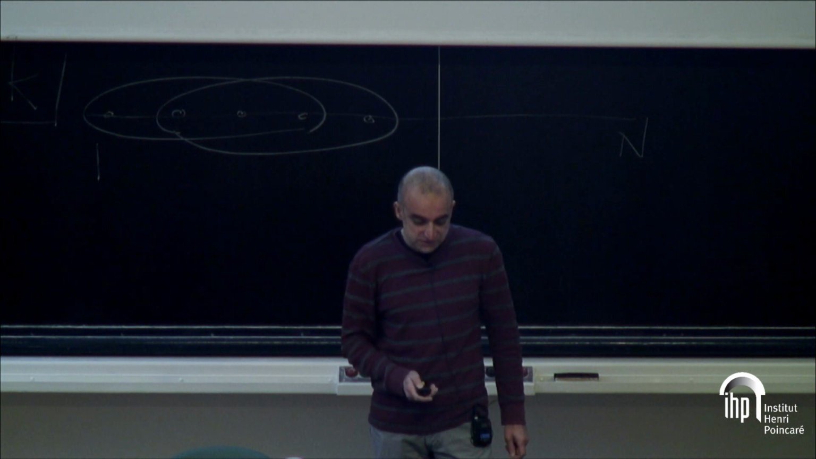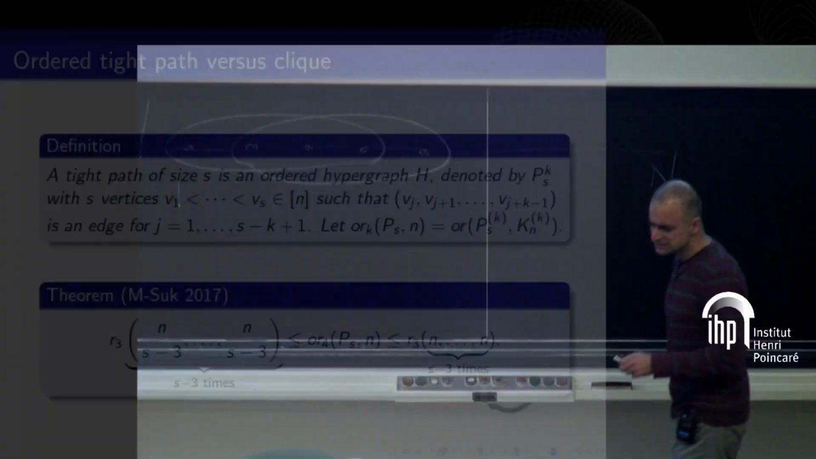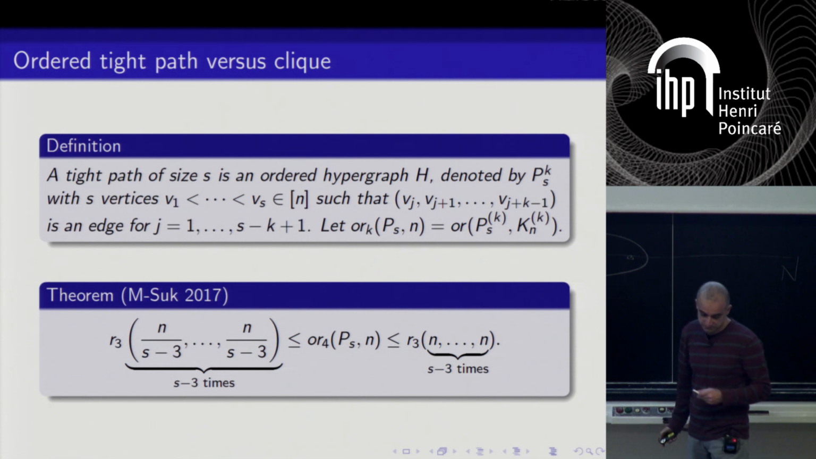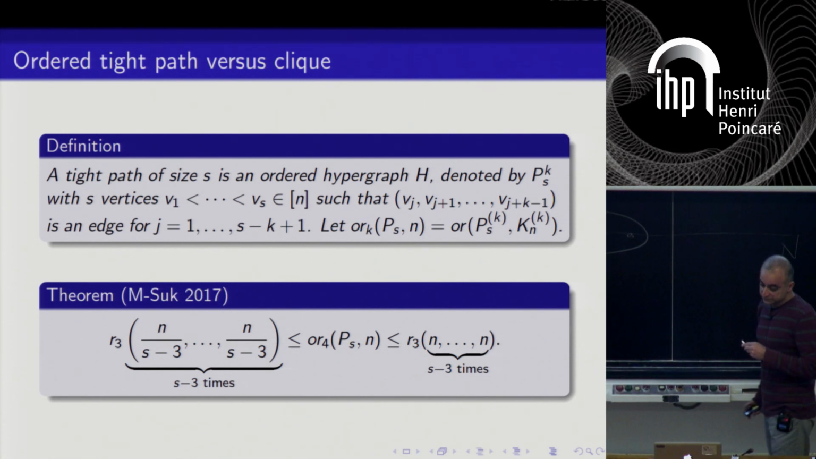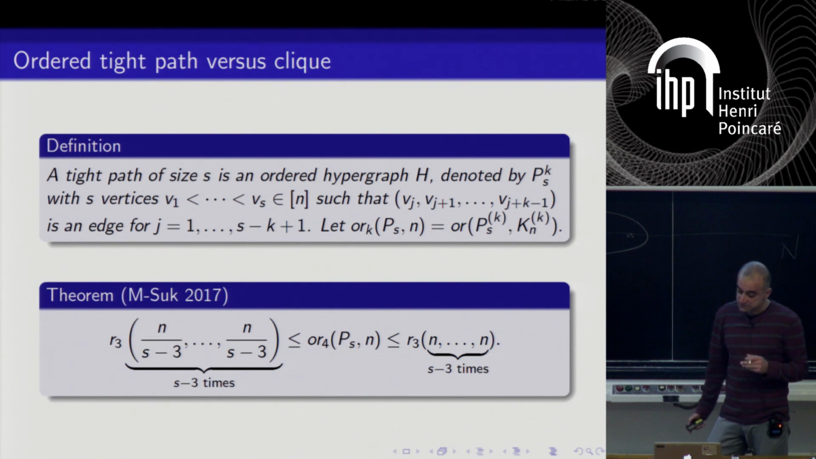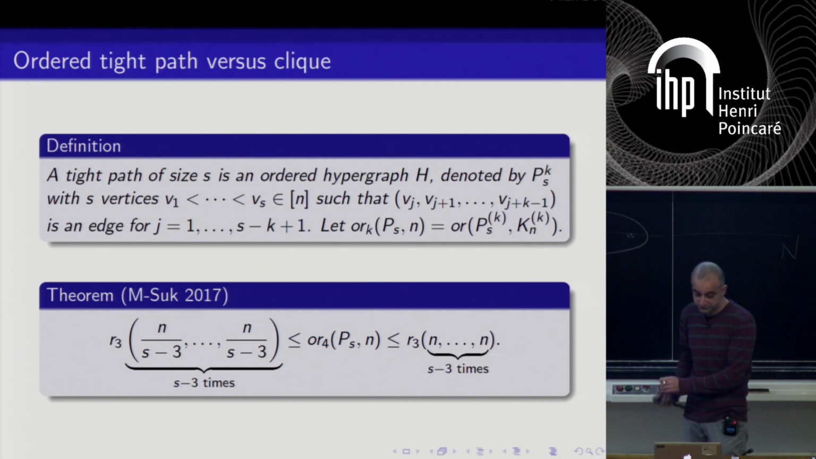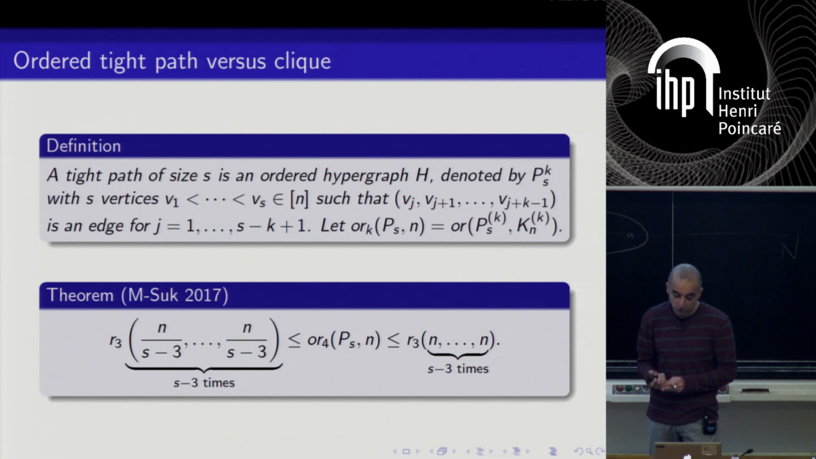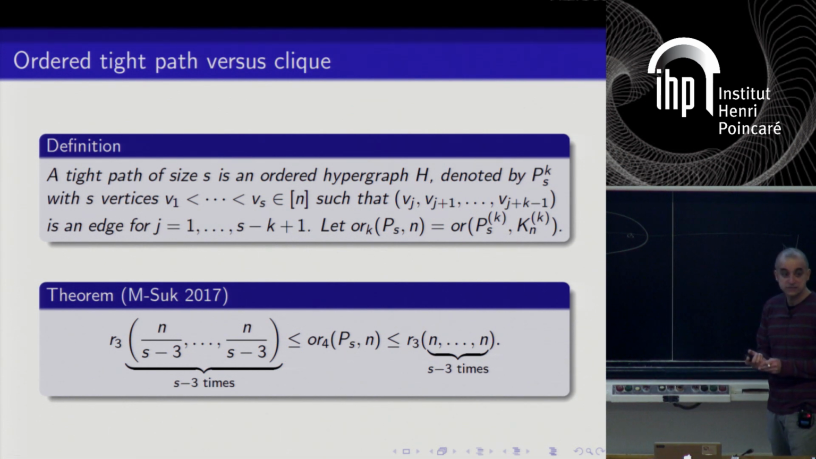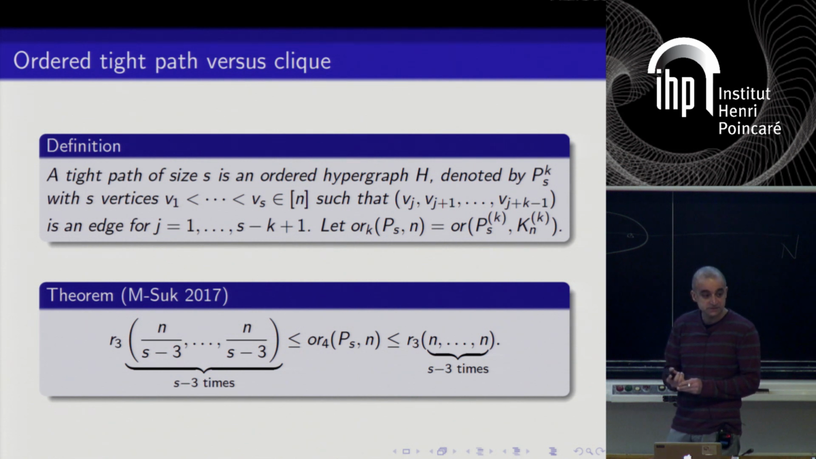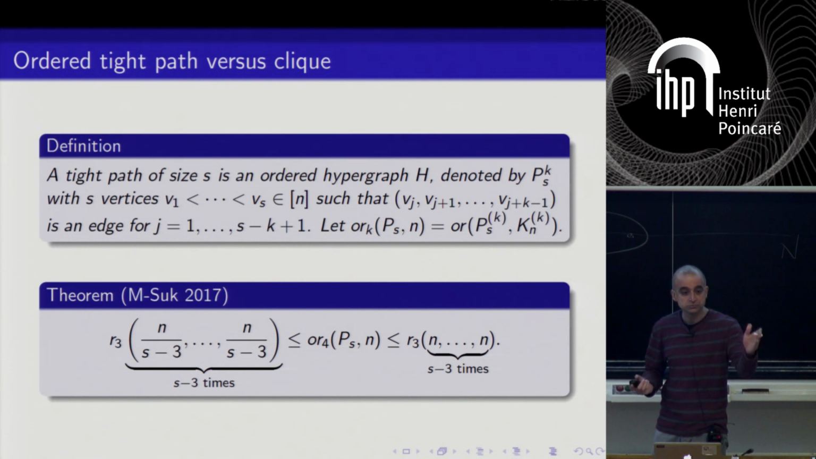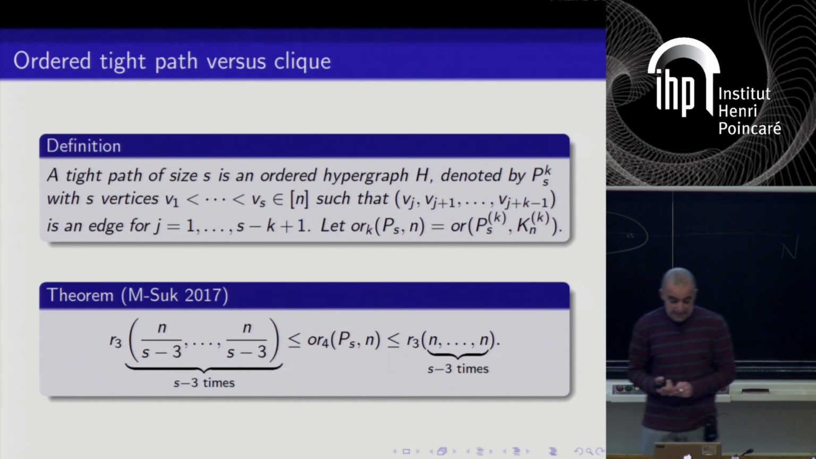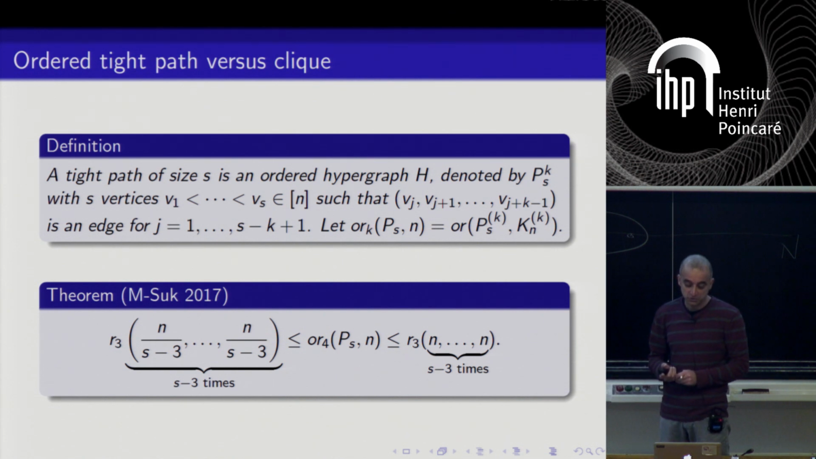Okay, so actually this is part of a more general theorem. Here's a slightly more general version of this thing I stated before. You can define an ordered tight path P sub S for K uniform hypergraphs as S vertices V1 through V sub S ordered, and all the consecutive intervals as edges. There's going to be S minus K plus 1 of them, 1 through K, 2 through K plus 1, 3 through K plus 2, and so on. And we define the ordered Ramsey number in the way I've written.